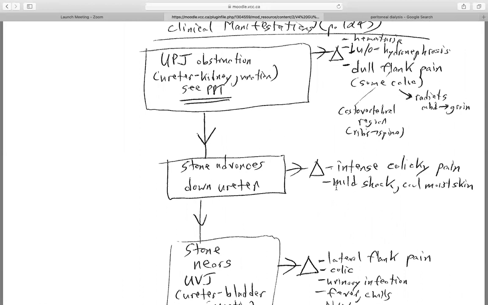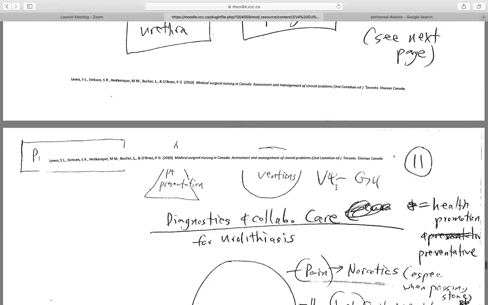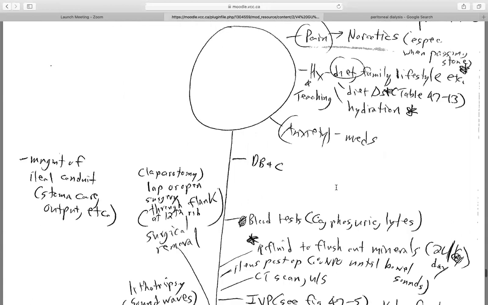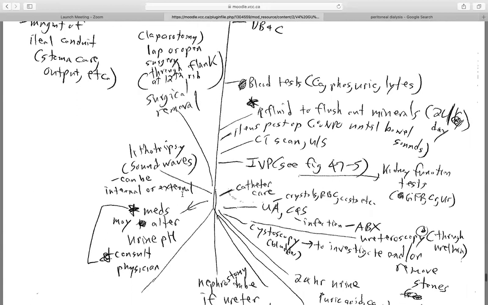Sometimes the treatment is just for the patient to pass the stone. That can be incredibly painful. Sometimes what will happen is they will do the lithotripsy. I've got them listed over here, which is the sound waves to break it down, but they still have to pass it. And sometimes they'll get surgical, which I don't think is incredibly often, but sometimes they'll actually do surgical removal of the stones.